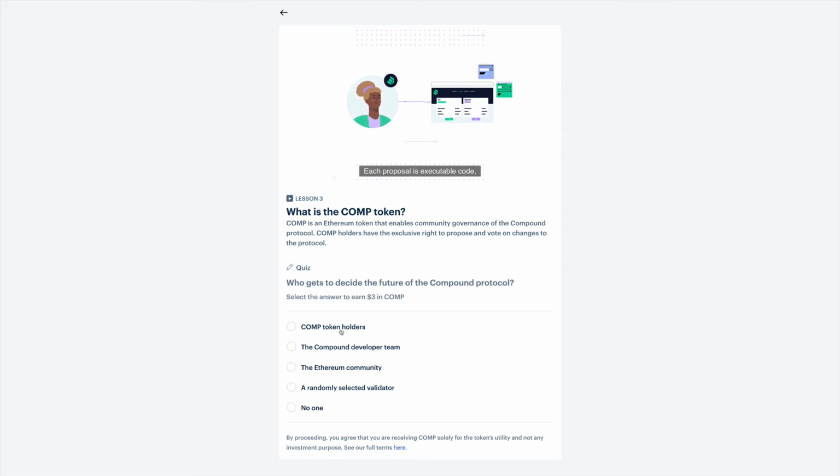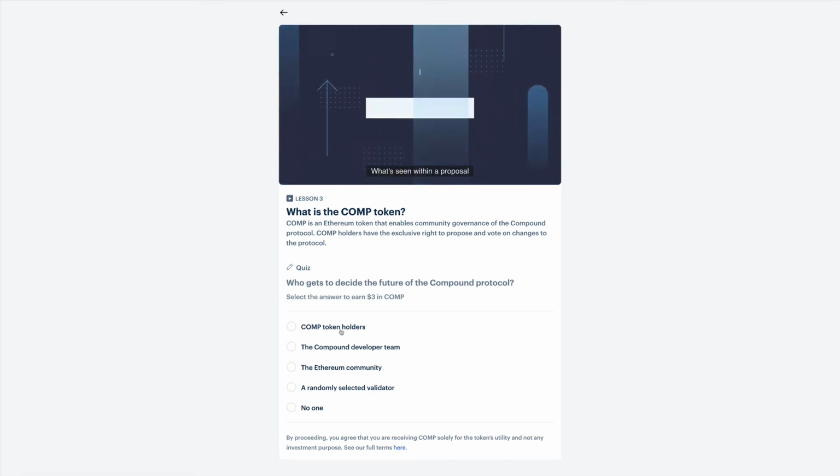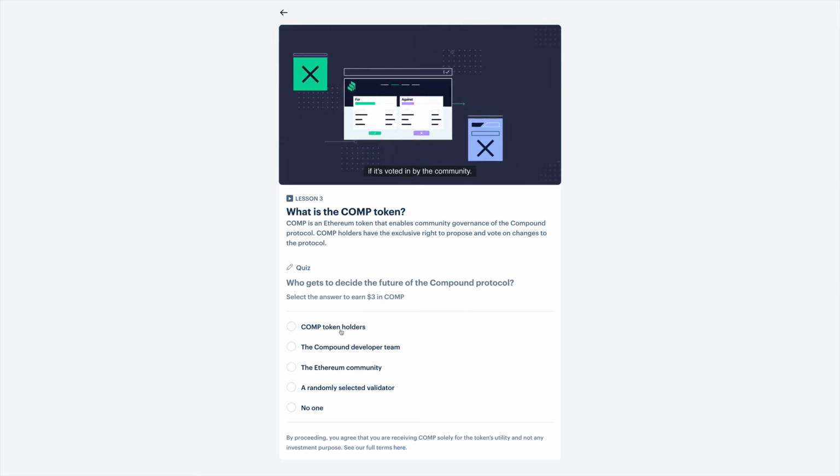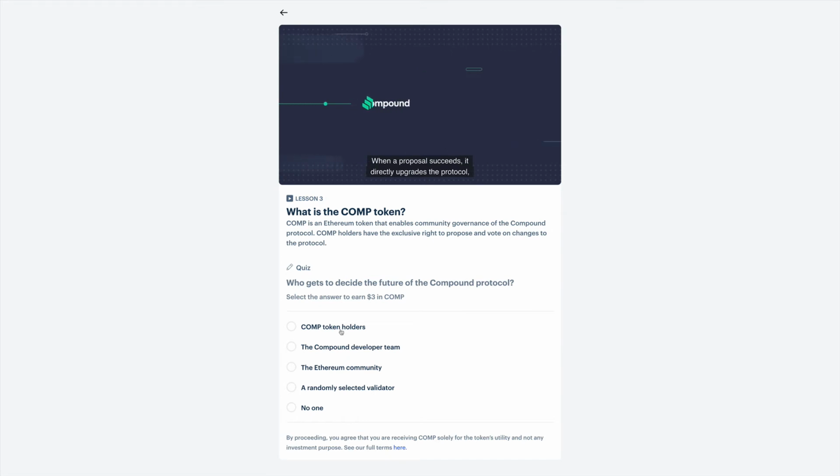Each proposal is executable code, meaning that there is no space for different interpretations and it doesn't require a centralized team to implement. What's seen within a proposal is exactly what will get deployed if it's voted in by the community. When a proposal succeeds, it directly upgrades the protocol, allowing for new assets, revised interest rate models, and new functionality to be added over time. This puts the power of governance into the community's hands.